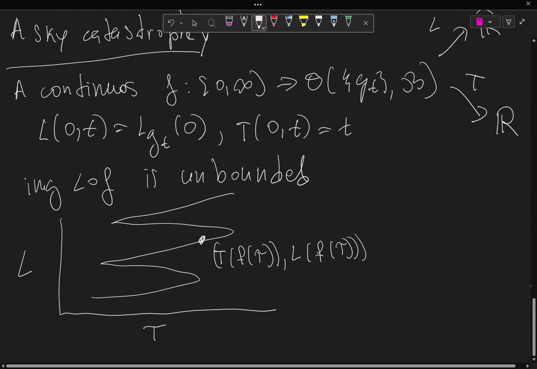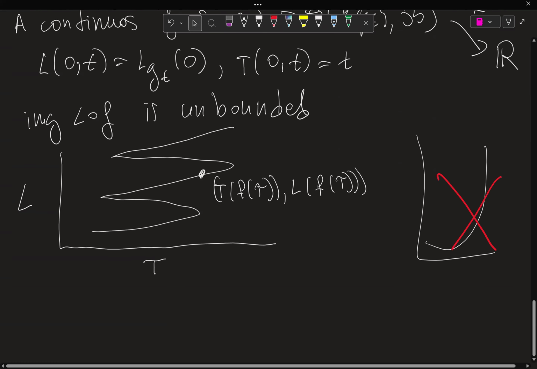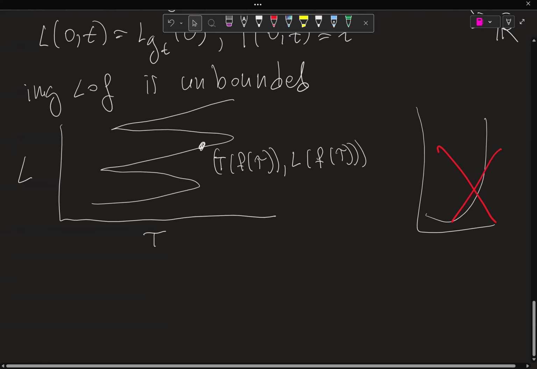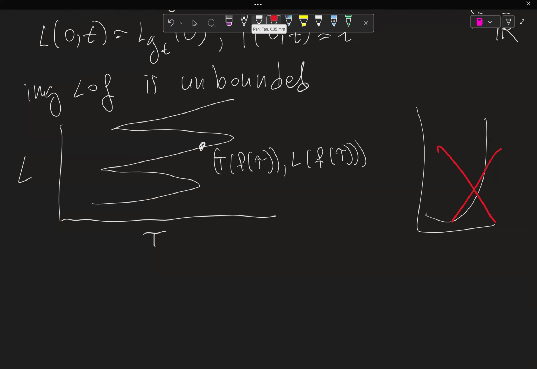There is a reason I'm drawing it as a zigzag. In fact, you cannot have something like this, where the length just explodes in finite time. This is not actually possible, and the reason is because these are critical points of the length functional. In fact, more precisely, we have the following characterization of sky catastrophes.